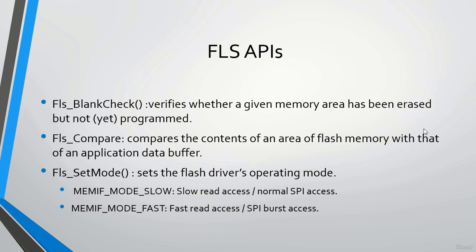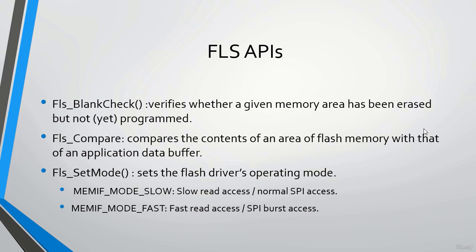The next one is FLS set mode. It's used to set the flash driver's operating mode. The flash driver has two operating modes: one is the slow mode and one is the fast mode. Please note that it does not always support both fast and slow mode. Sometimes it only supports slow mode and not fast mode. That depends on whatever underlying architecture we are using. But these are the two modes which we usually get.